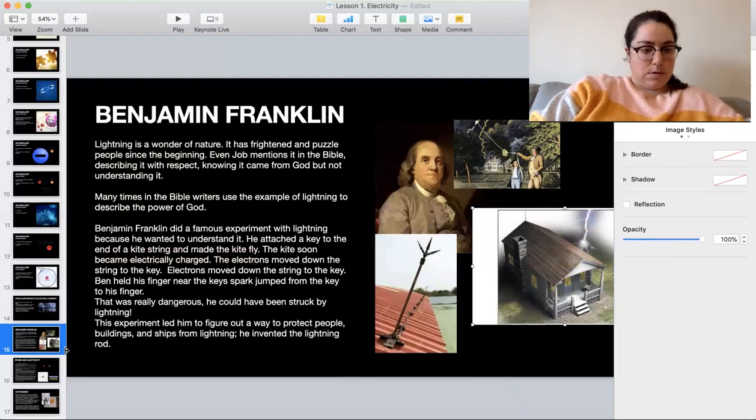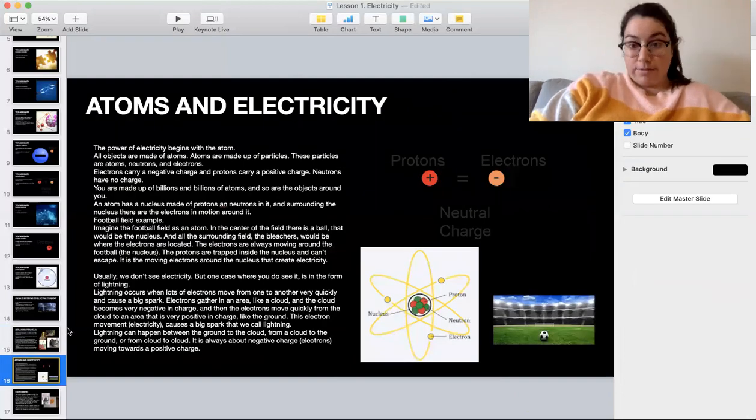And now I'm going to explain more about atoms and electricity so it all makes sense, okay? Electricity is what happens, for example, in your house when you're using appliances, but also within lighting, okay? The power of electricity starts with something really, really small called the atom. All objects are made of atoms. You are made out of atoms.